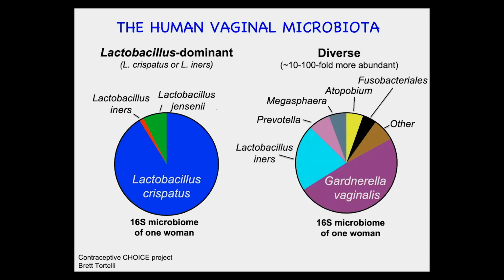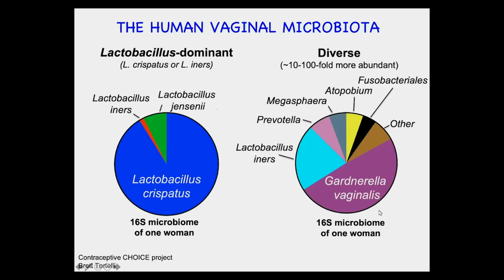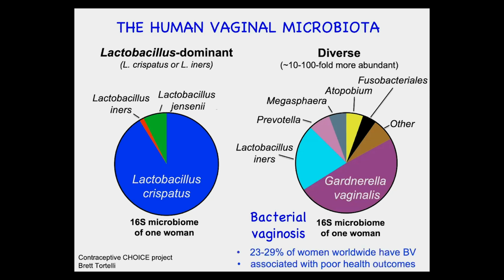And then in contrast, some women have a much more diverse microbiome that, rather than being occupied mainly by a single species, has quite a large number of species associated with it. One interesting feature of these diverse microbiomes is that they often have 10 to 100-fold more abundant bacteria present within this niche. One of the things I'll call out to you now, because it'll become more important later, is that Gardnerella vaginalis is often a major component of this diverse microbiome. Now, these diverse microbiomes are often called bacterial vaginosis, and we'll be talking about that term quite a bit more.